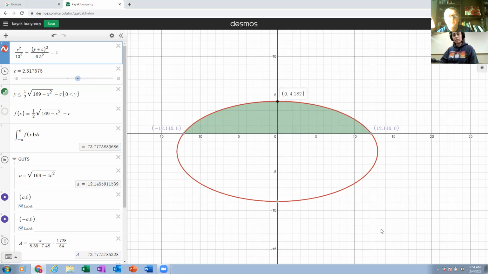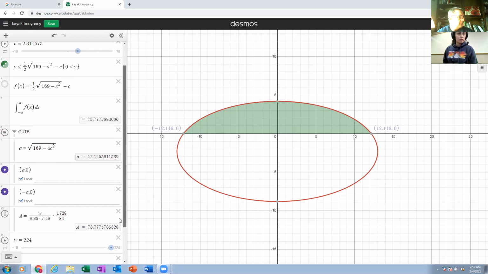Basically, in the real world, you wouldn't be asking what is C, you'd be asking how deep does this thing sink in the water? And the answer is 4.182 inches. That's amazing to know before you load it up. Can you appreciate that you've got to design a cargo ship to hold a certain amount of weight? Let's oversimplify it, like in this example, and say it holds 224 pounds. And to know exactly how much it's going to sink in the water, that's pretty awesome.